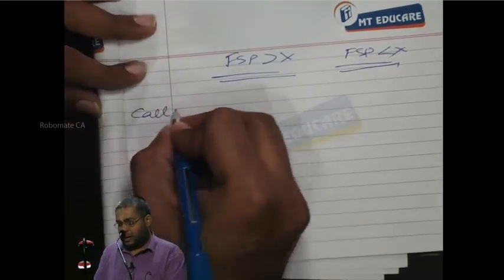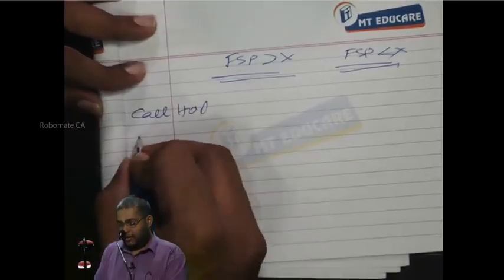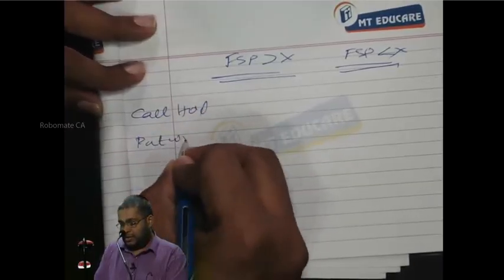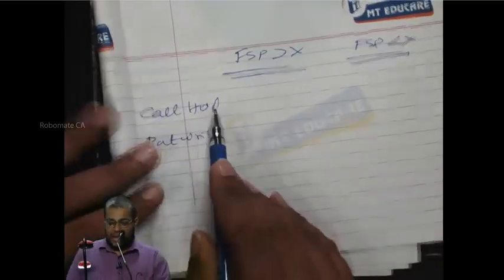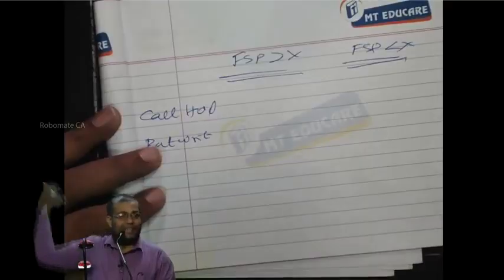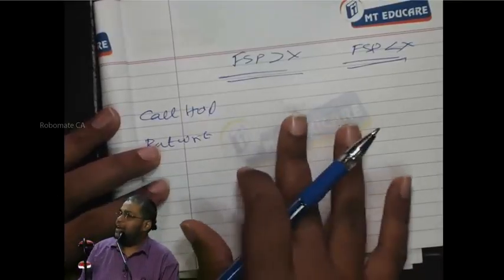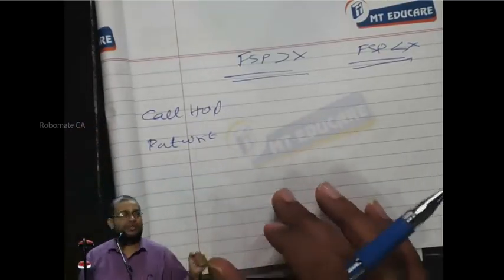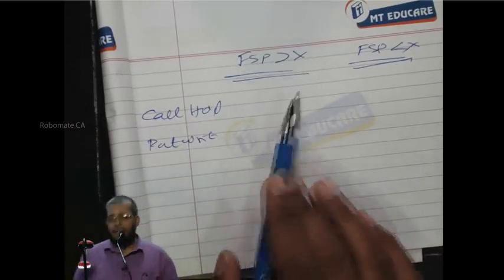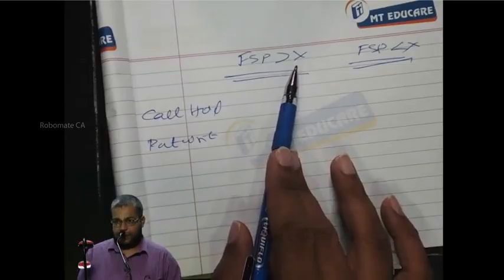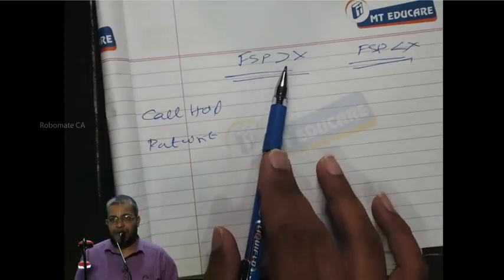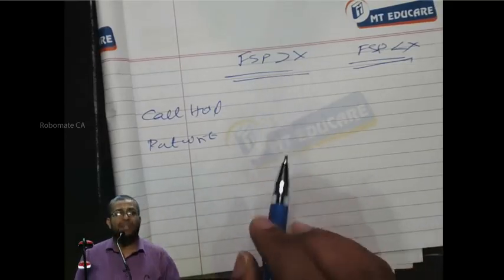I am having a call holding. I am having a put writing. Yes or no? Now, here I will decide, and here my other party will decide. Now, please think and tell me. On the maturity date, if the FSP is more than the strike price, I will exercise the call.